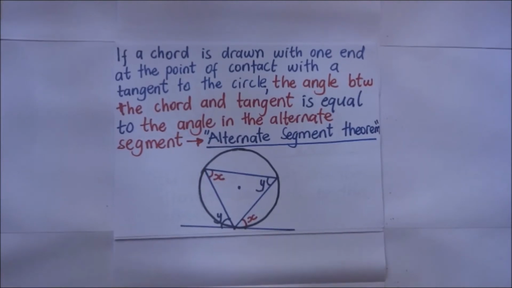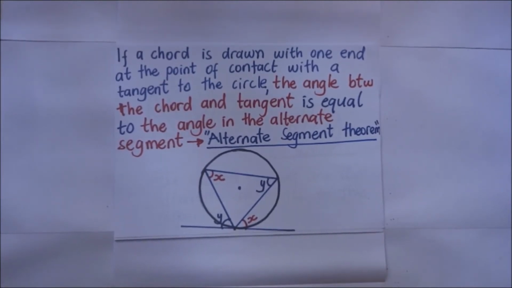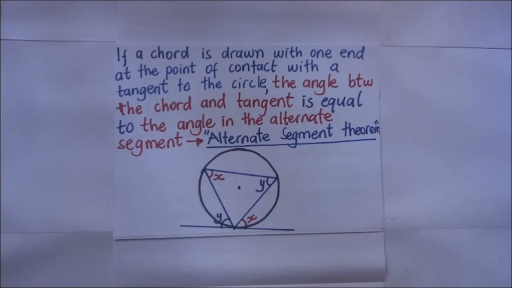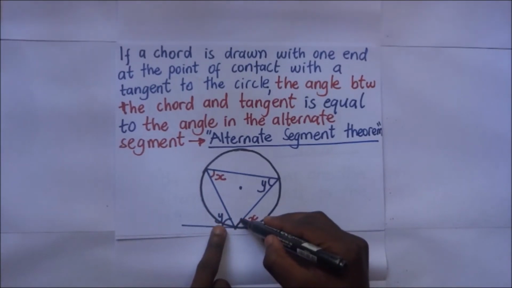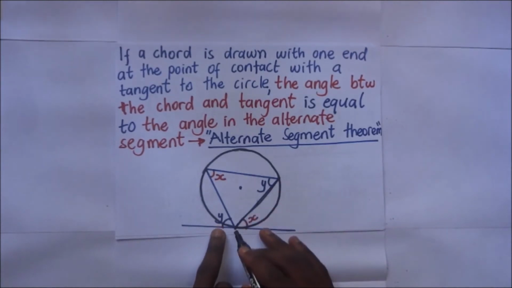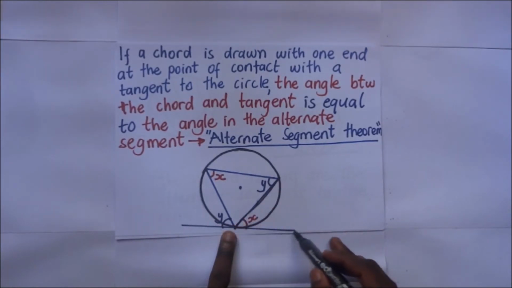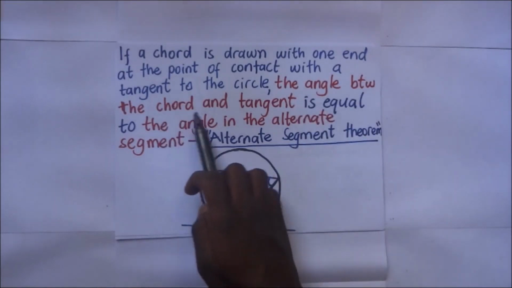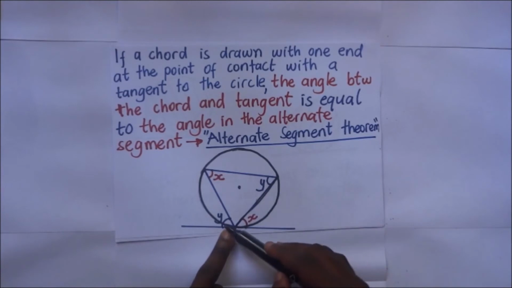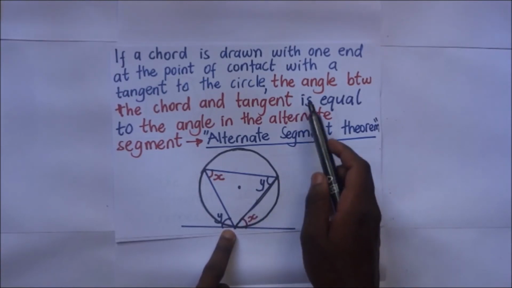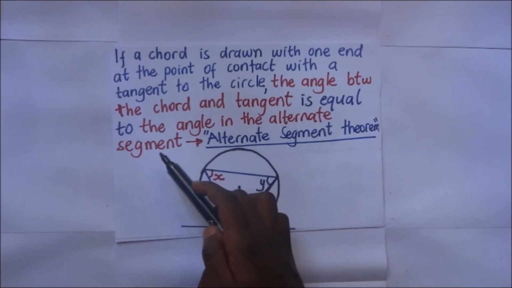Now, remember we said that when a chord divides a circle into two, it forms what we call segments. We have the major segment and the minor segment. Here we are looking at the alternate segment theorem, and it simply states that if a chord is drawn with one end at the point of contact with a tangent, this is the chord we are talking about, the angle between the chord and the tangent, which in this case is x, is equal to the angle in the alternate segment.